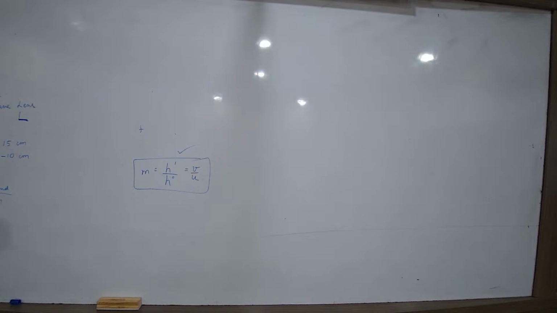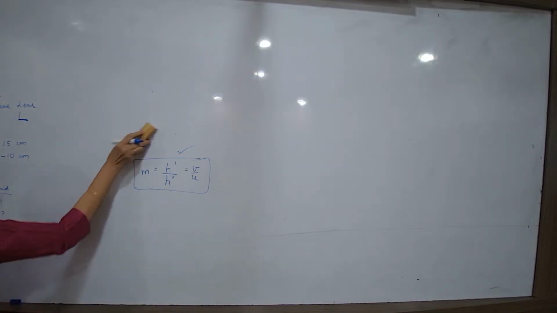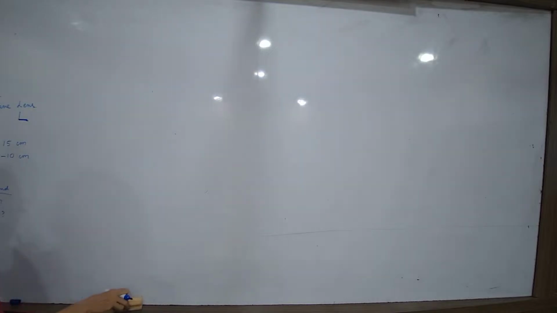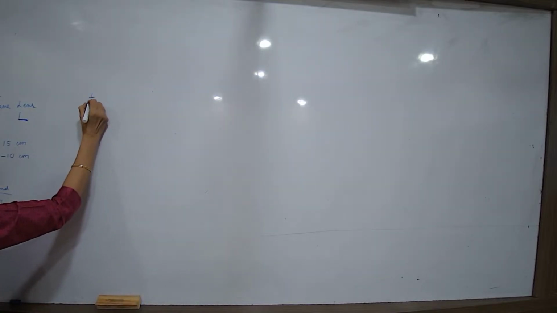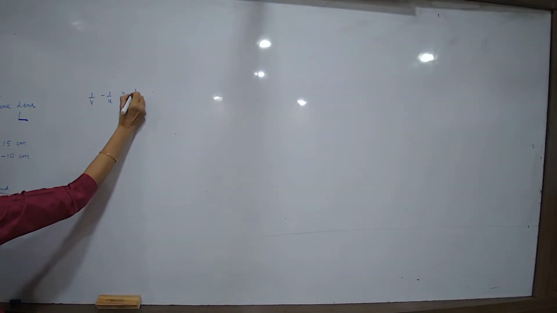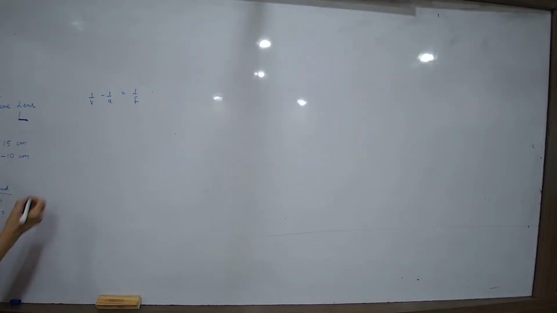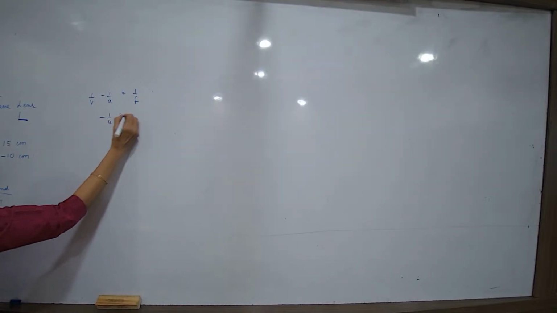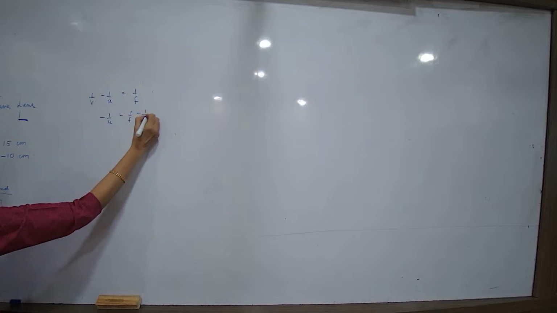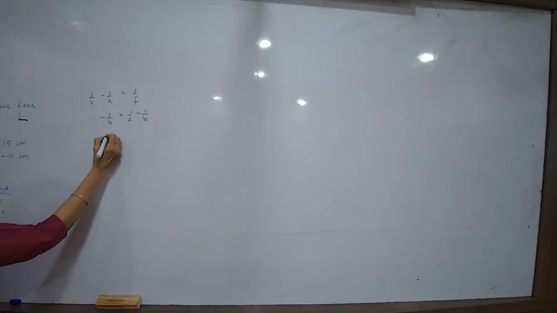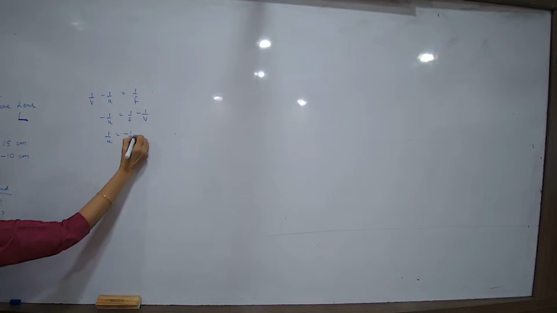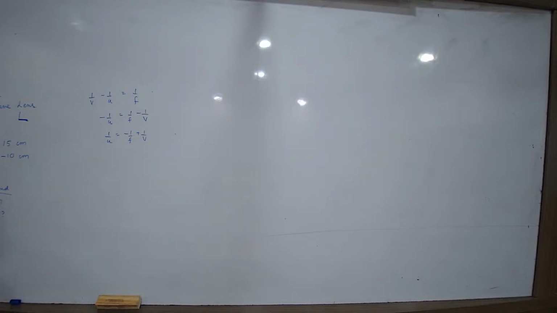So also I have to find out magnification. First of all, the formula that we are going to use. I have to find out U. So change the sign. Substitute. F is minus 15.